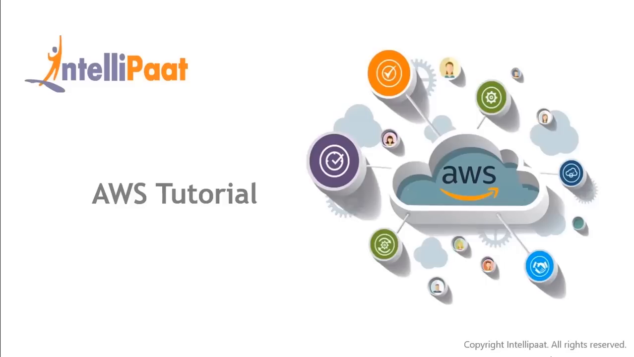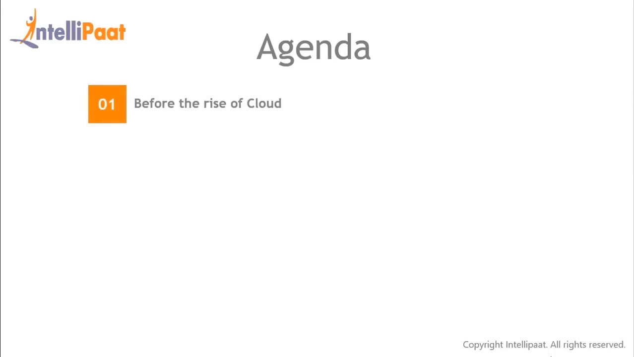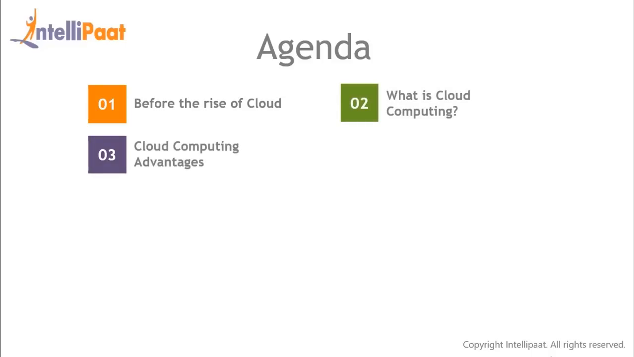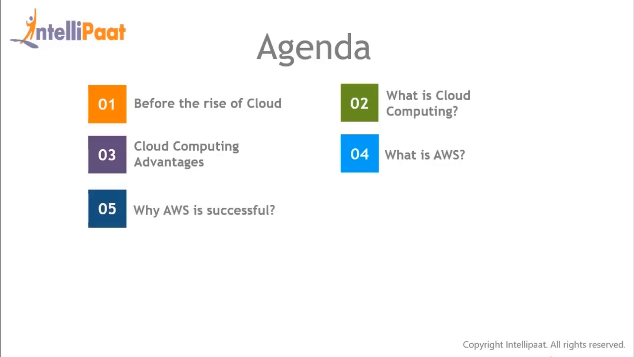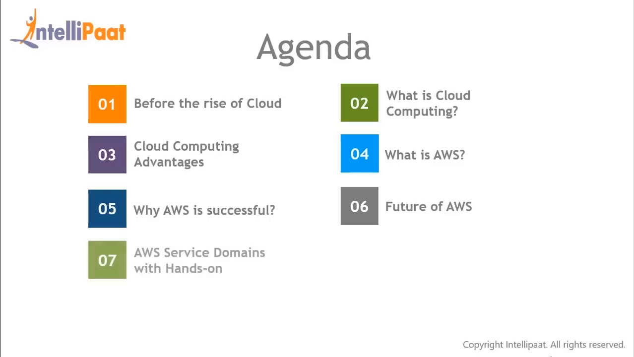Before moving on with the video, let me introduce you to what we are going to learn today. At first, we'll see what was there before the cloud, how the companies used to work and run applications on the internet before cloud. After that, we'll see what is cloud computing and its advantages. Then we'll move on to Amazon Web Services. We'll see what is Amazon Web Services, then why AWS is successful and the future scope of AWS and its job trends.